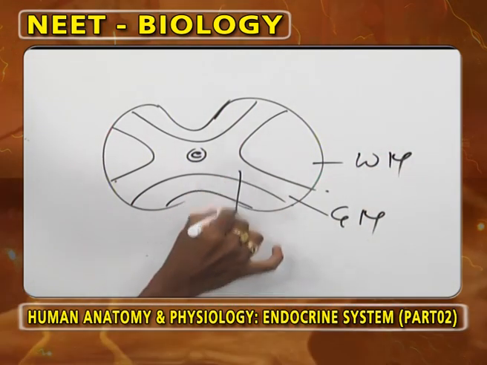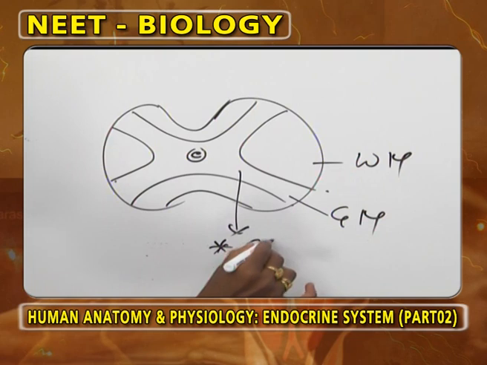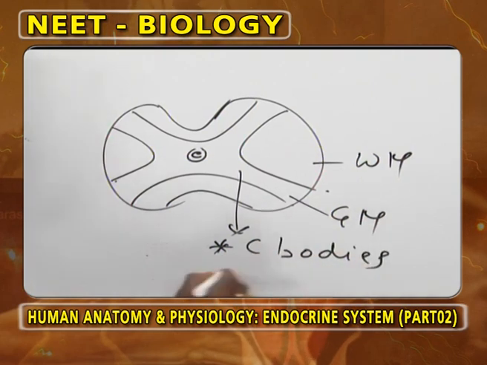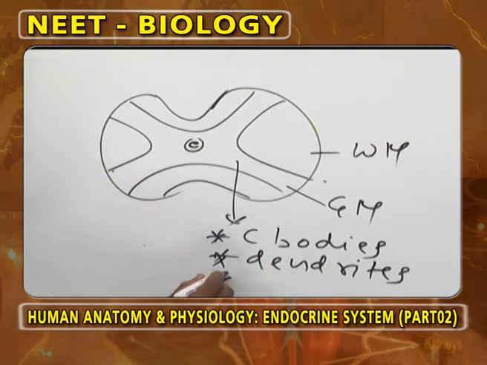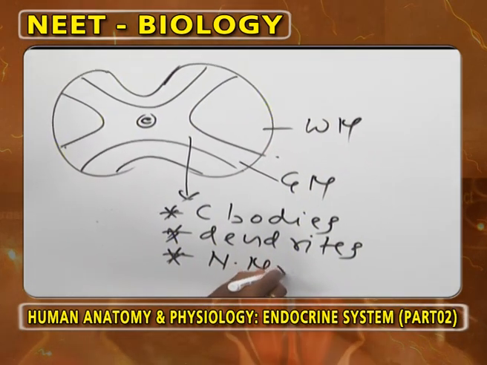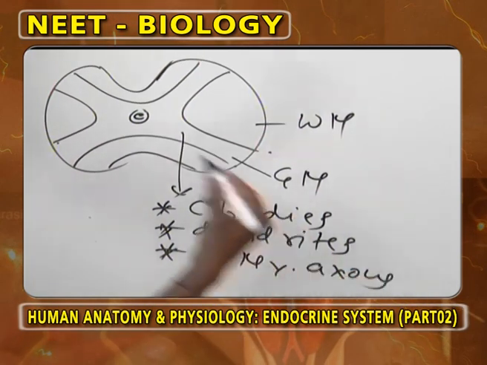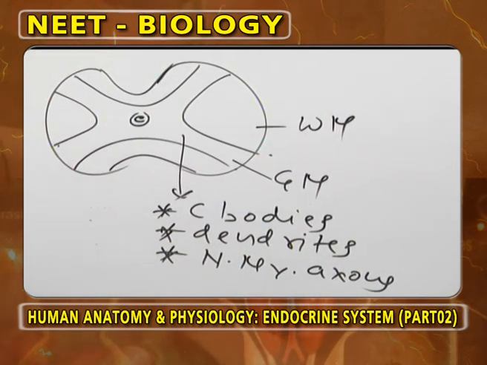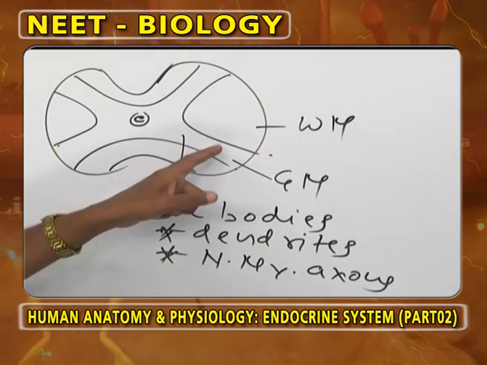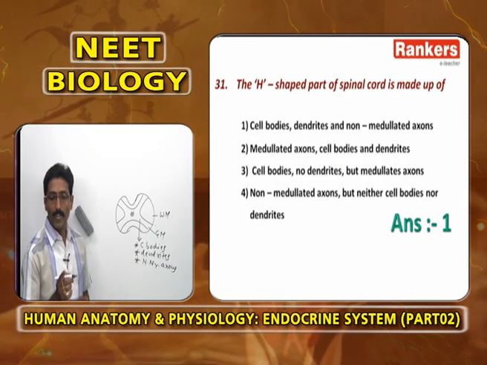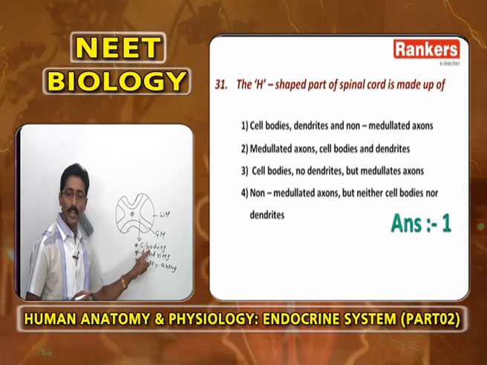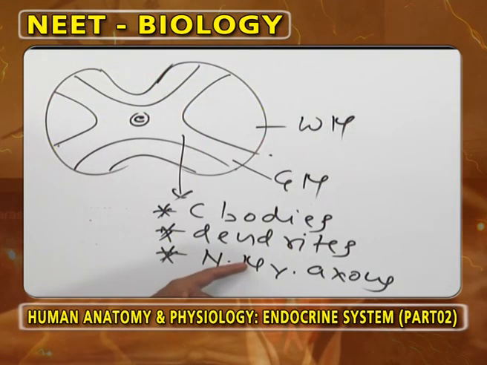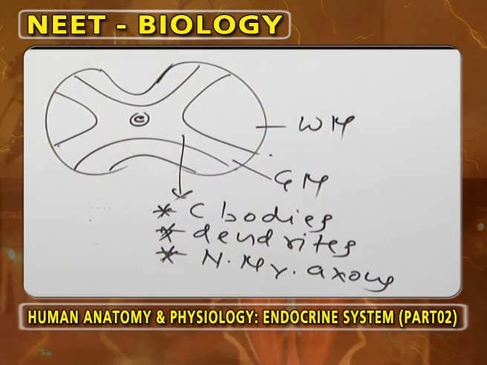Now in the grey matter, what are present? The cell bodies. And the next one we call dendrites. And the next one, non-myelinated axons. Now you observe the answer. The H-shaped part, that is grey matter. The grey matter of spinal cord consists of cell bodies, dendrites, and non-medullated or non-myelinated axons. The next question.